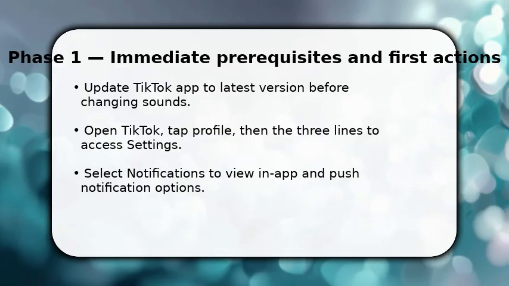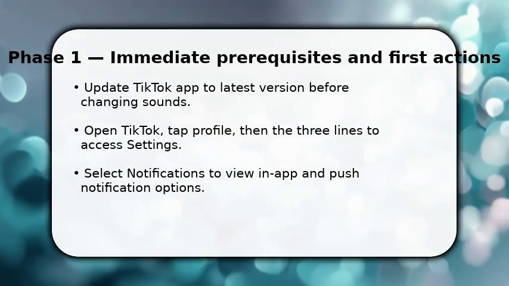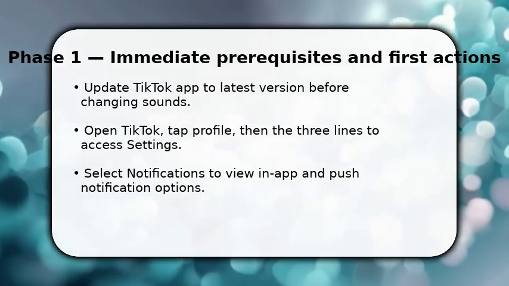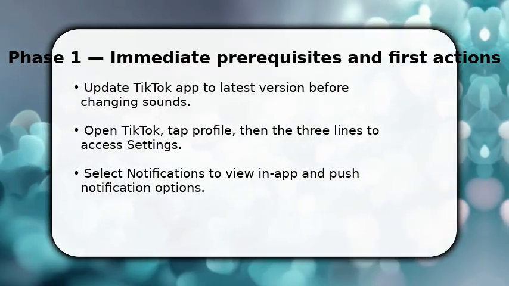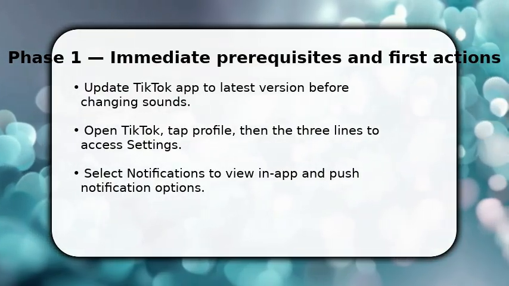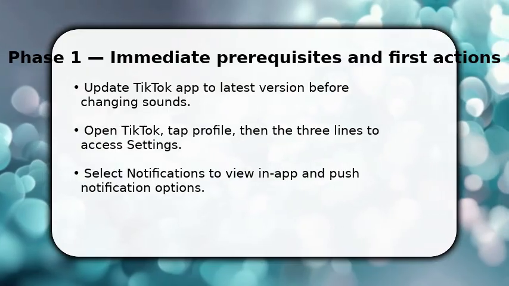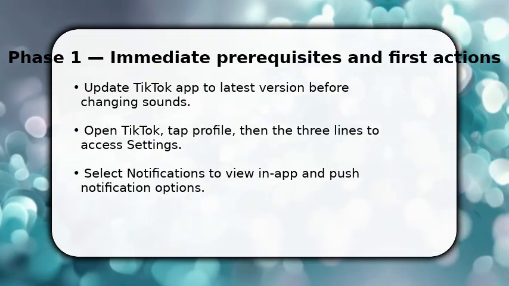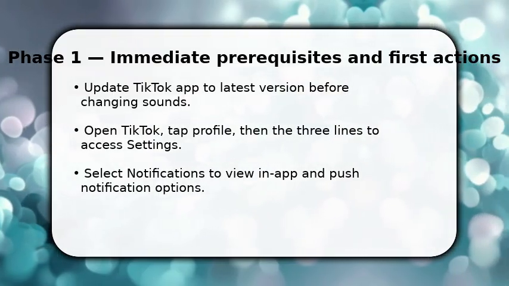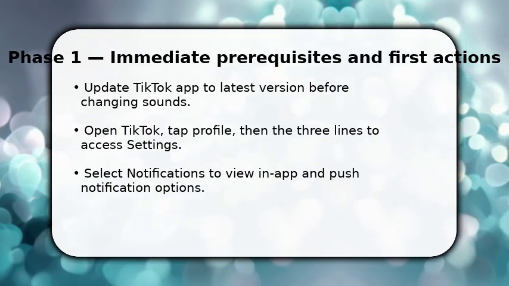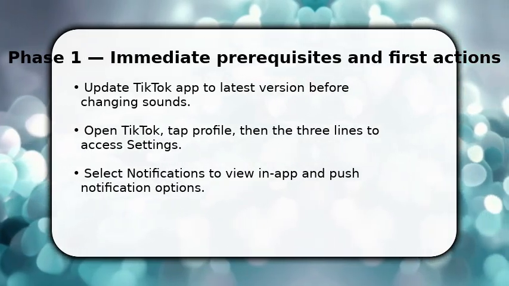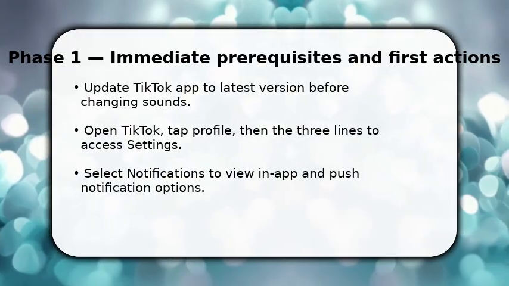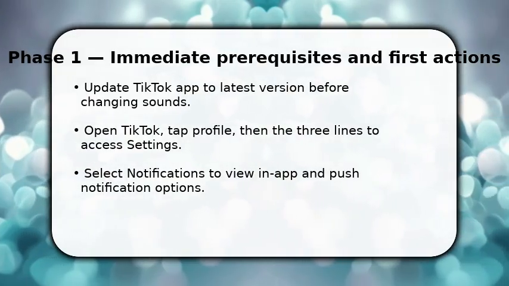You start by ensuring the app is current. Updates fix audio bugs and new controls. Once updated, open TikTok and go to your profile, tap the 3 lines, then Settings. You need to access notifications right away. This is where sound controls live. This first step primes the app and your phone permissions so changes stick. Make sure TikTok has notification permission in system settings, because if it's blocked there, you can't change in-app sounds.